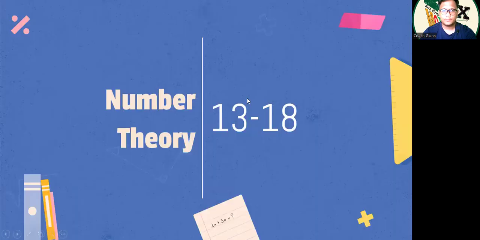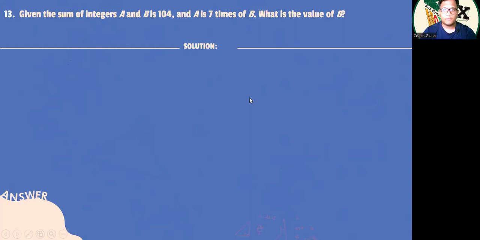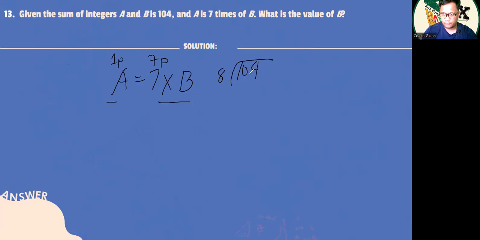So number 13. Given the sum of integers a and b is 104 and a is 7 times b, what is the value of b? So a is equal to 7 times b. That means if you add them together, this is equal to 8 parts. This is 1 part, and this is 7 parts. So all we need to do is 104 divided by 8. Let's solve for that first.